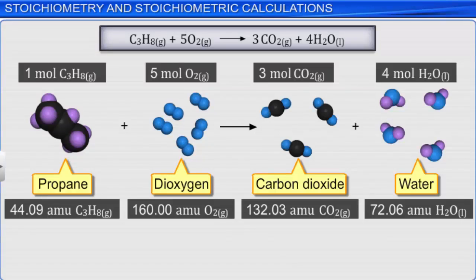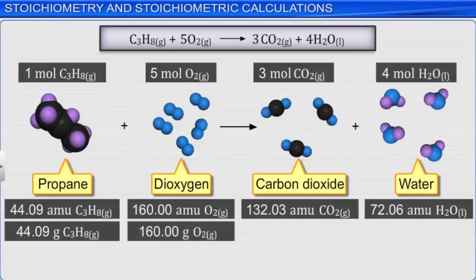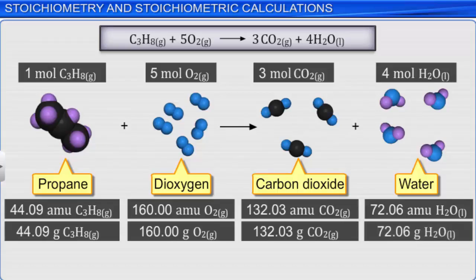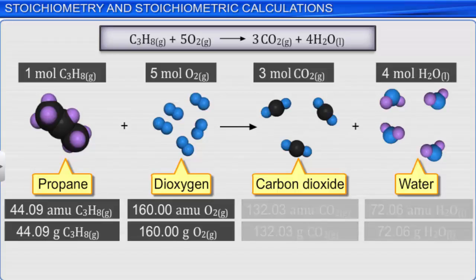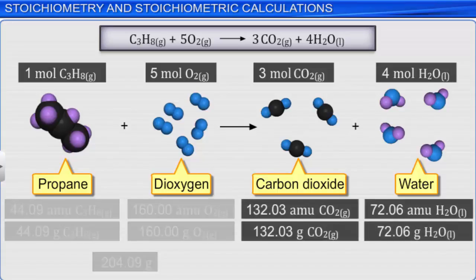And 44.09 gram of propane gas reacts with 160 gram of dioxygen to give 132.03 gram of carbon dioxide and 72.06 gram of water. And the total mass of the reactants, that is 204.9 grams, is equal to the total mass of the products, which is also 204.9 gram.